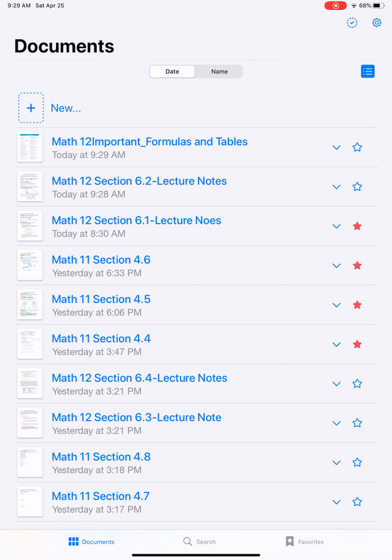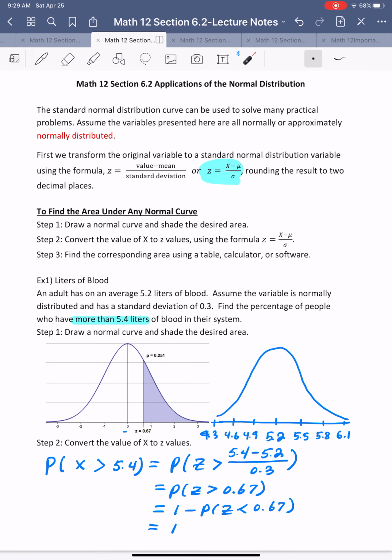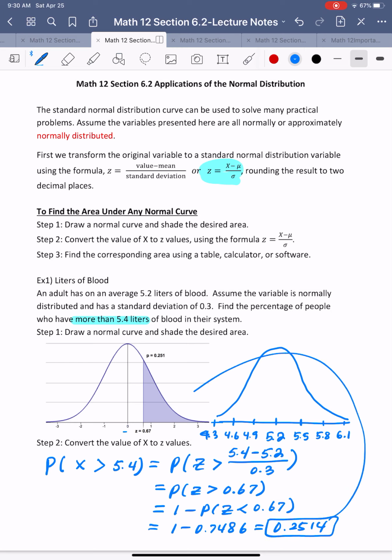So go back to the 6.2. So this becomes 1 minus 0.7486, which subtracted from 1 is 0.2514. So this is the area of the shade, which is right here. That's the probability given to us, which means 25.14% of the adults have greater than 5.4 liters of blood in their bloodstream.